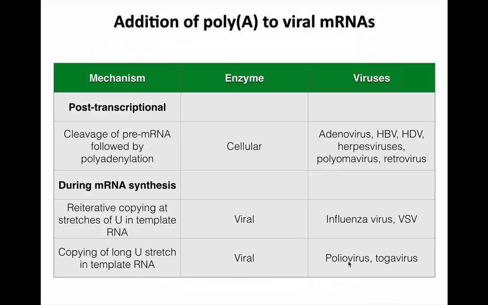And then for poliovirus and togaviruses, polyadenylation occurs by copying of a long stretch of U in the template. So, for example, there's a stretch of U at the 5' end of the minus strand, which becomes an A stretch, or poly-A, in the plus strand. That's also done by a viral polymerase.